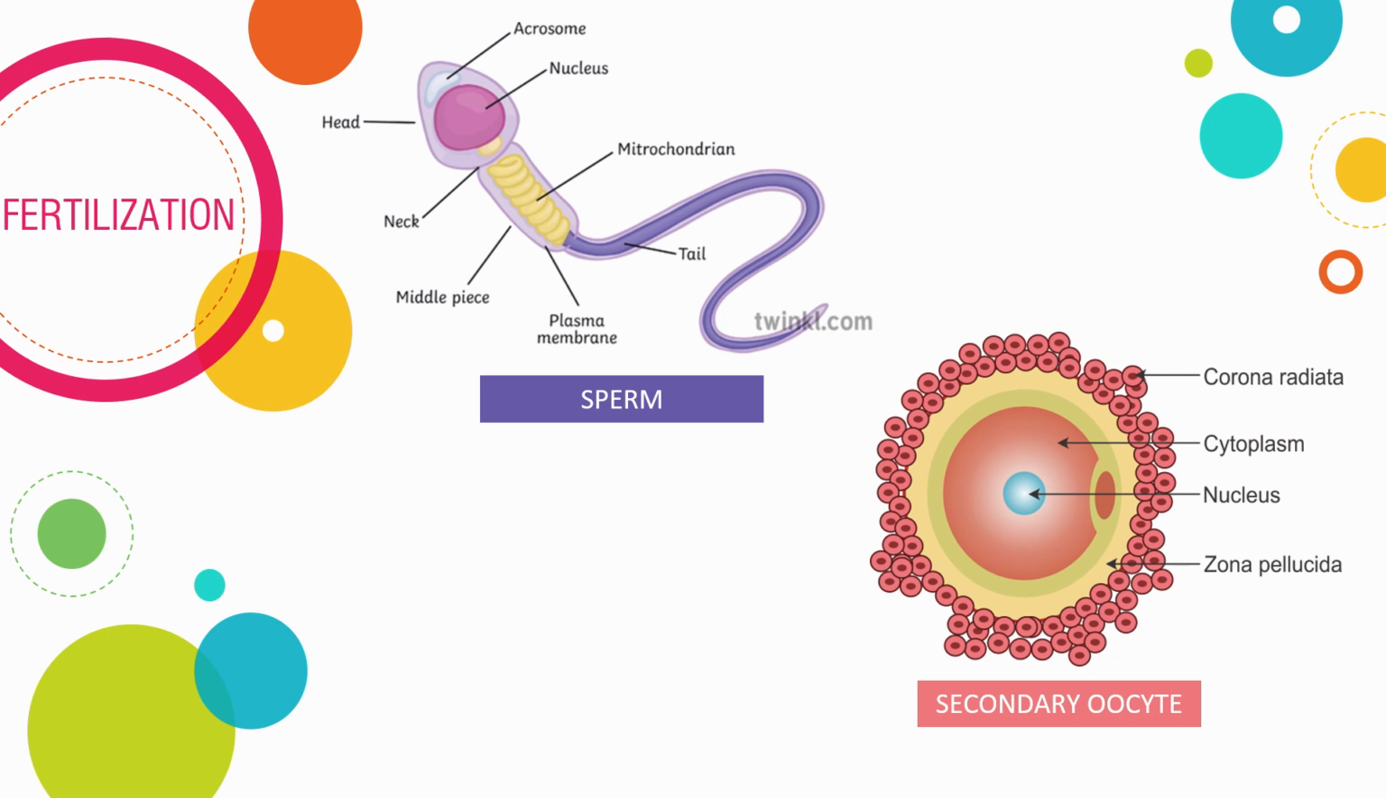Now, the secondary oocyte is surrounded by a few layers of follicular cells. Collectively, they're called the corona radiata. These follicular cells nourish the oocyte when it is still in a follicle of the ovary. Next is the zona pellucida, which I mentioned earlier. It is an extracellular matrix just outside the plasma membrane of the oocyte, but beneath the corona radiata.